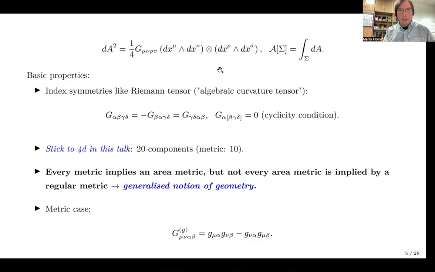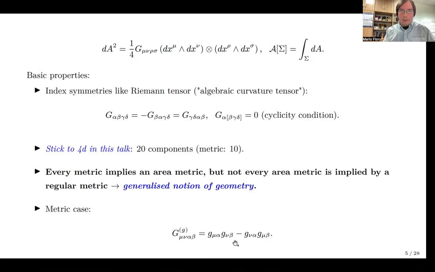And from these fundamental equations, you can determine some of the properties of an area metric. For example, the index symmetries here have to be very similar to what a Riemann tensor would look like. In 4 dimensions, you can count here that there are 20 components that can be freely specified, as opposed to 10 components for a regular metric, meaning that this is a generalized notion of geometry. Every metric implies an area metric, but not every area metric is implied by a regular metric. In those specific cases where the area metric is implied by a regular metric, this relation here holds.